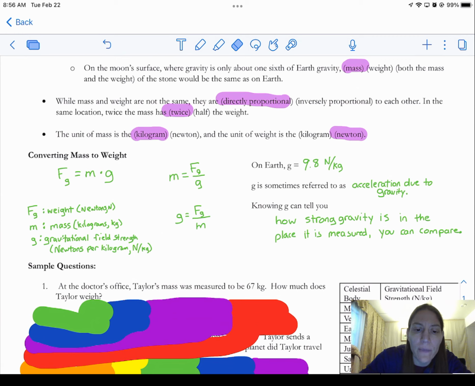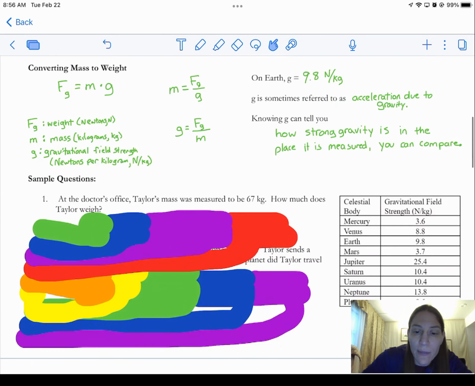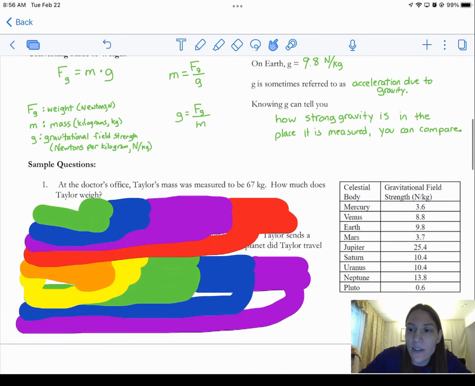Just there we go. Okay. It's measured and you can compare it. So if you look over here, I've got this chart. It's got a bunch of gravitational field strengths right behind my face there. There we go. And so you'll see there's some big numbers.